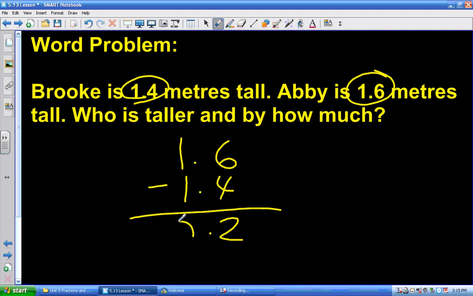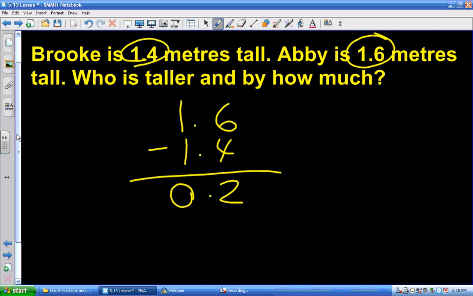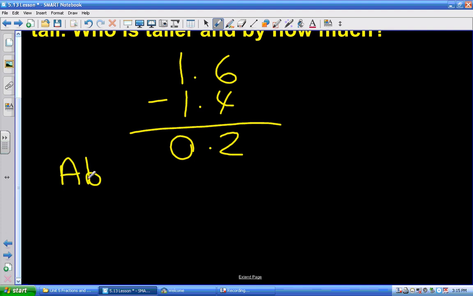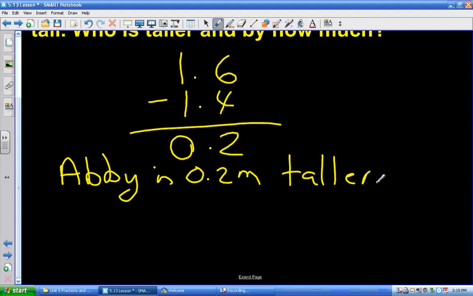0. So what's the answer to the question? 0.2 meters. So that's not the answer to the question. What is the answer, Abby? Abby's taller by 0.2. Exactly. Here's your answer. Abby is 0.2 meters taller. Now, the other question, which was already asked and answered, was that Abby is taller. We know that because she's 1.6 meters tall, and Brooke was only 1.4.